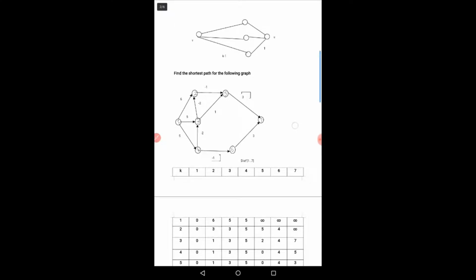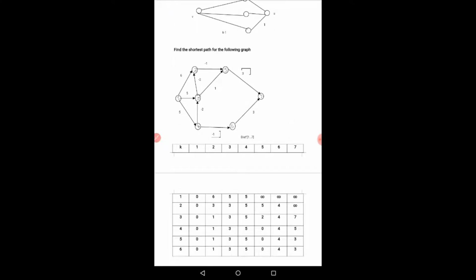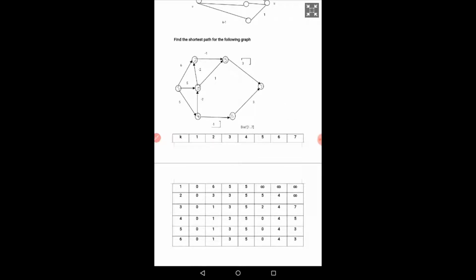Now we can see the problem. Find the shortest path for the following graph. So the graph is given here, which is having 7 vertices, and each edge weight is also given.